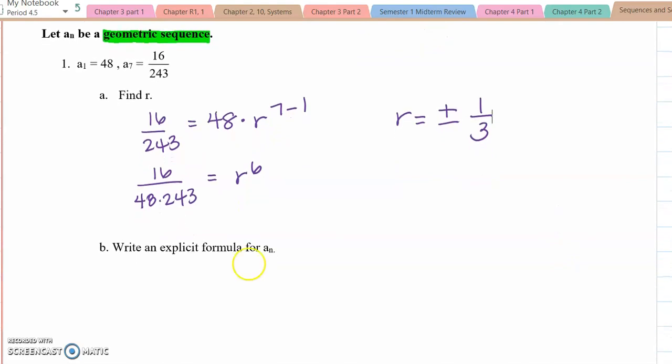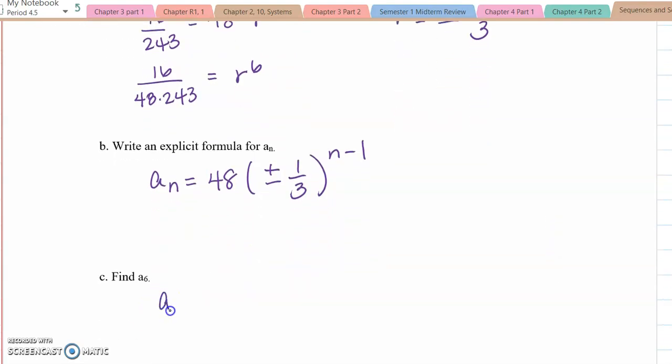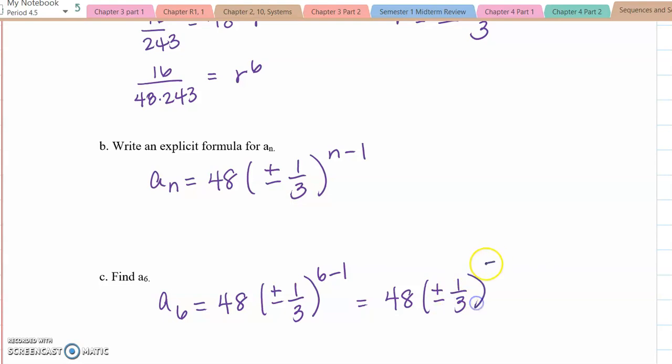Part B, write an explicit formula for a sub n. A sub n is equal to 48 times plus or minus 1/3 to the n minus 1. And part C, find a sub 6. I think you can do this two different ways. You can use your explicit formula, in which case you'll end up with two answers. You'll end up with positive 16 over 81, or you'll end up with negative 16 over 81.